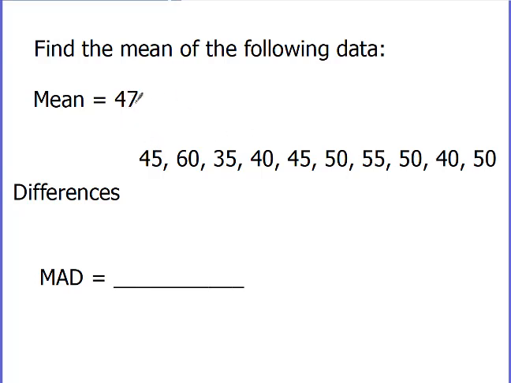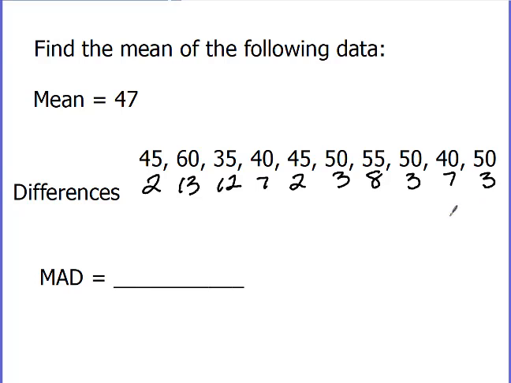Now, in order to do that, I need a positive difference, so you're always going to take the larger number and subtract the smaller number from it. So this first one, I'm going to do 47 minus 45, which would give me 2. Then the next time we'll take the 60 and subtract the 47, which would give me 13. Then on the next one, I'm going to do 47 take away 35, which would give me 12, and so on and so forth. So the rest of the data points should follow like this. This one should have 7 and 2, 3, 8, 3, 7, and 3. So these are all the differences between the mean and the data point.